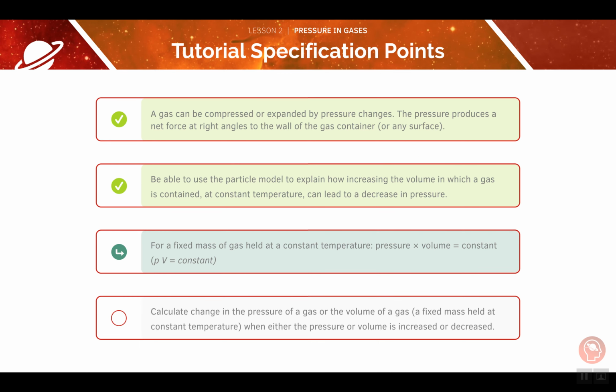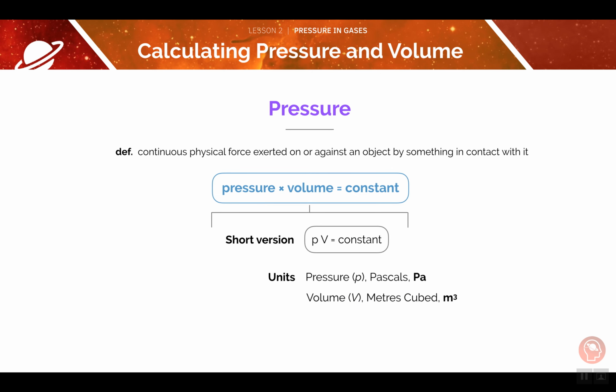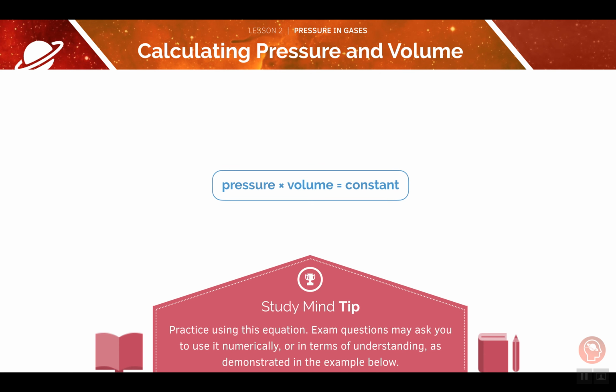Now let's look at our next learning objective, using a fixed mass of gas at constant temperature. We can calculate pressure and volume using the following equation. The constant does not change, assuming that the temperature doesn't change, which means if the volume rises, the pressure has to fall, and vice versa. You should practice using this equation. Exam questions may ask you to use it numerically or in terms of understanding, as demonstrated here.